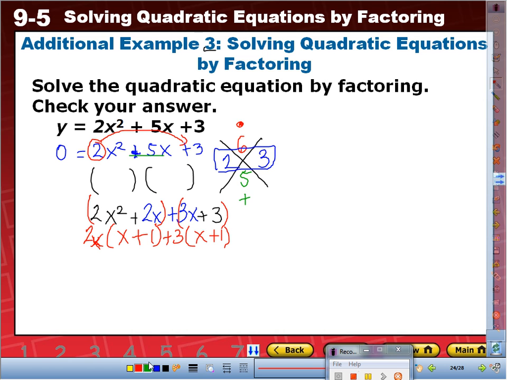So now, what are my factors? Let's see. What's the same here and here? X plus 1, that goes here. X plus 1. What's left? 2x plus 3. 2x plus 3. And now we're back on track. I bring down the equal sign and I bring down the 0. Are we there so far?